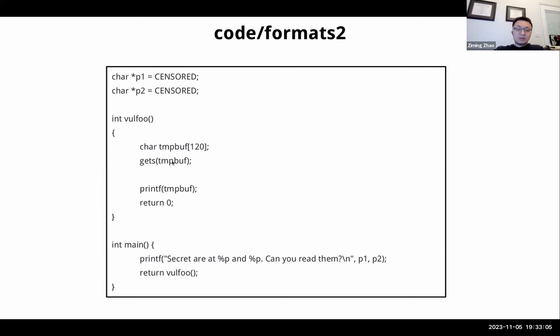So you can see that our input, the user input, will be directly used as a format string here. Then the function will return. The main function will print the secrets are at this address and this address. Can you read them? This printf doesn't have a vulnerability. Okay. So any idea how we can do this?